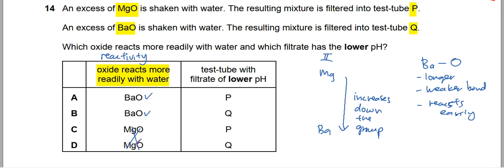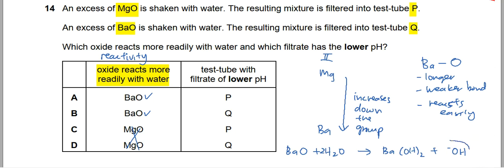Because it is more reactive, when it reacts with water, it will form the hydroxide, and form the OH negative.